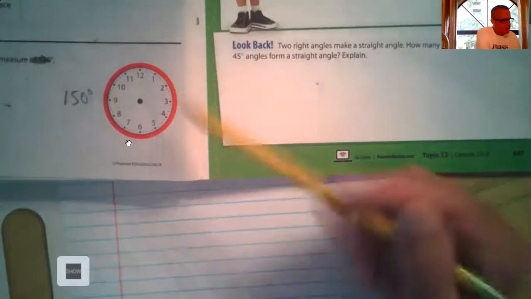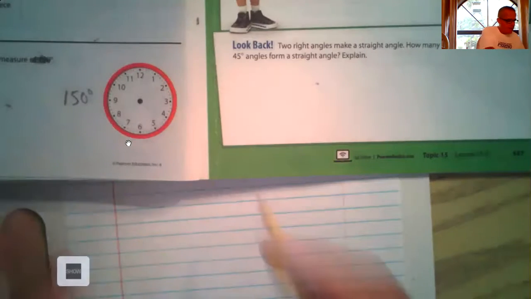Now, you want to break it down into unit fractions. You always break things down into unit fractions. A unit fraction is where 1 is the numerator, and whatever you're talking about is the denominator. So this is 12 equal parts right here. What is 1/12 of 360 degrees?